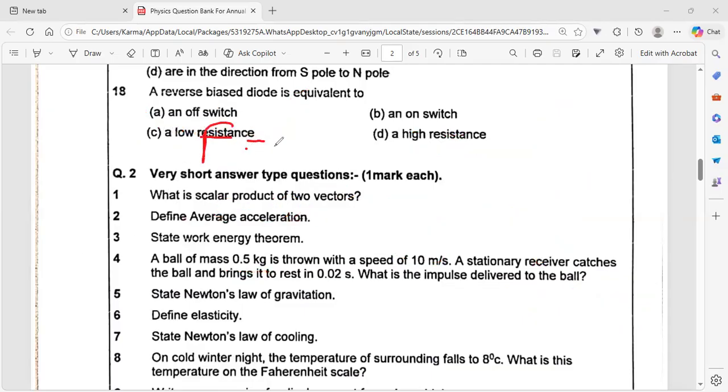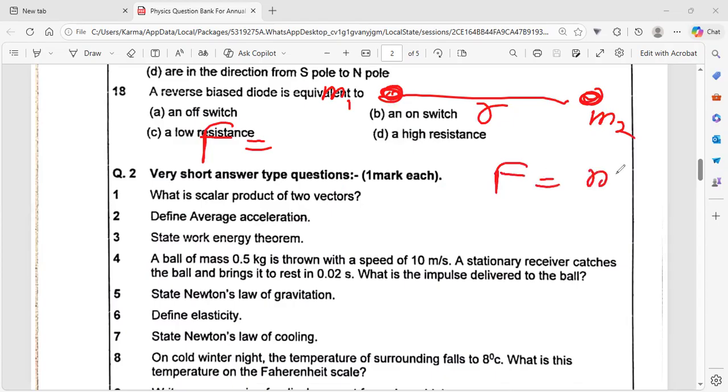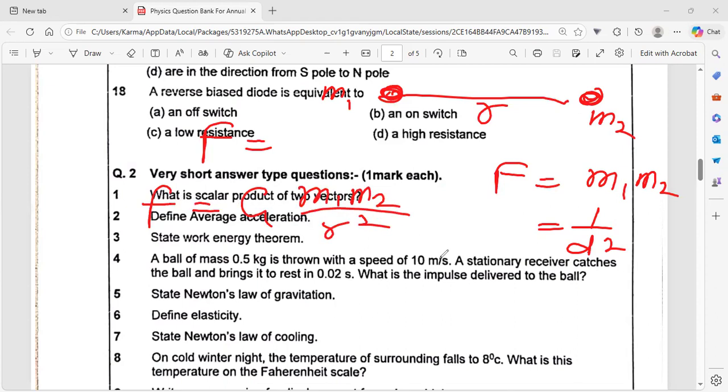Newton's law of gravitation states that two masses, m1 and m2, if they are separated by the distance r, the force is directly proportional to the product of the magnitudes of the two masses and inversely proportional to the square of the distance, or r square. So basically, force we can write as G m1 m2 over r square.